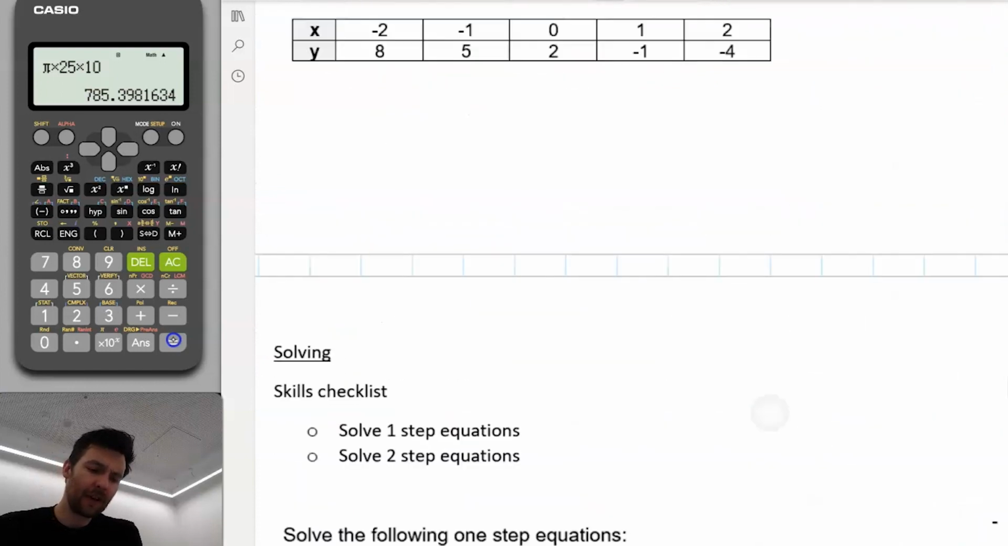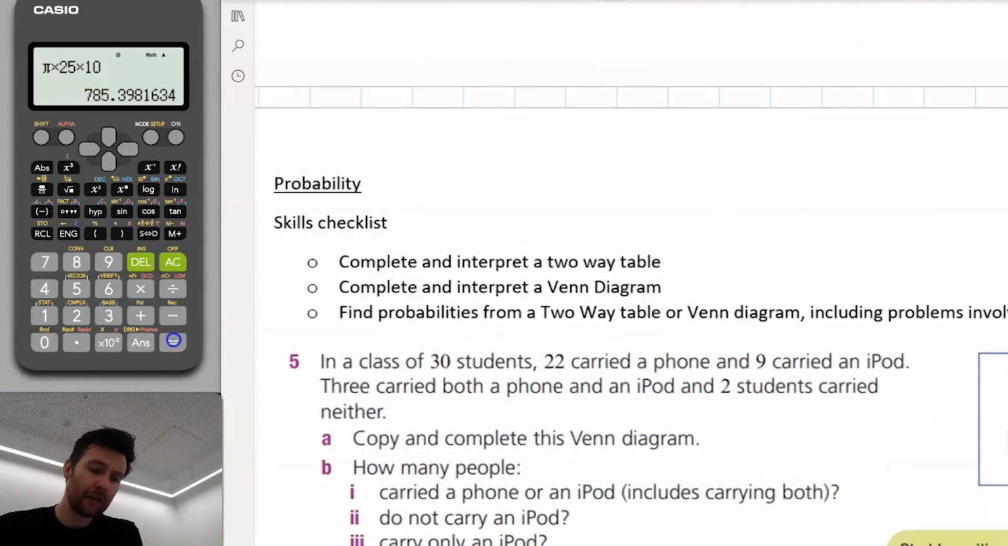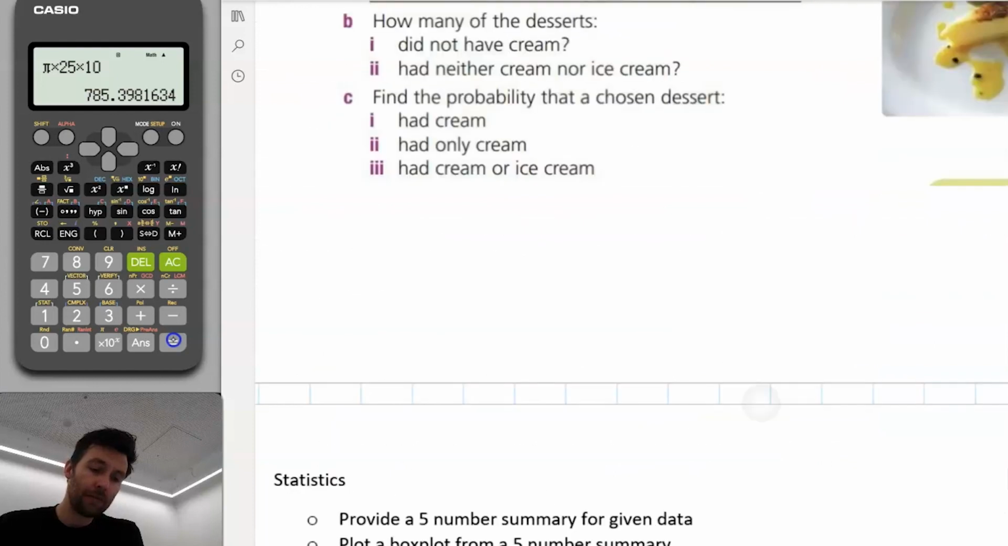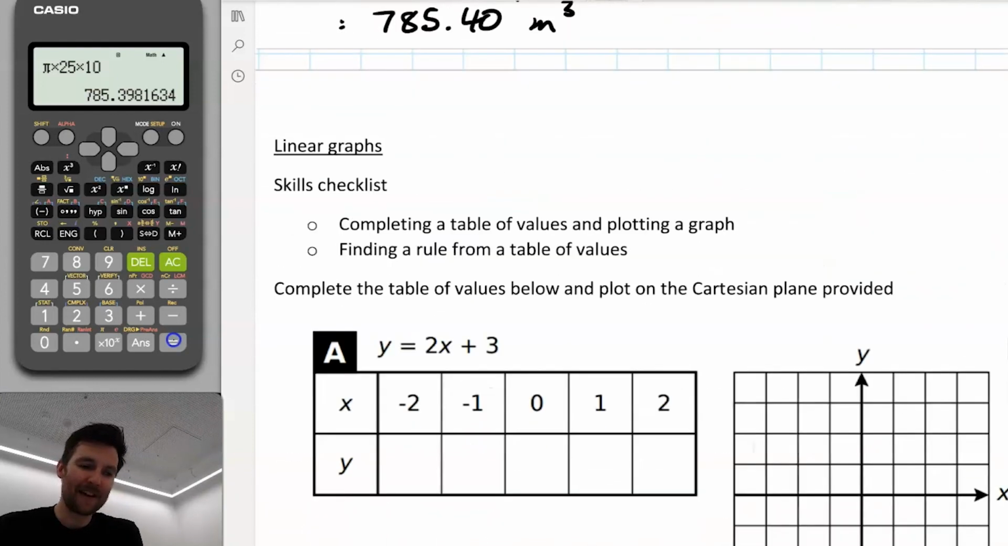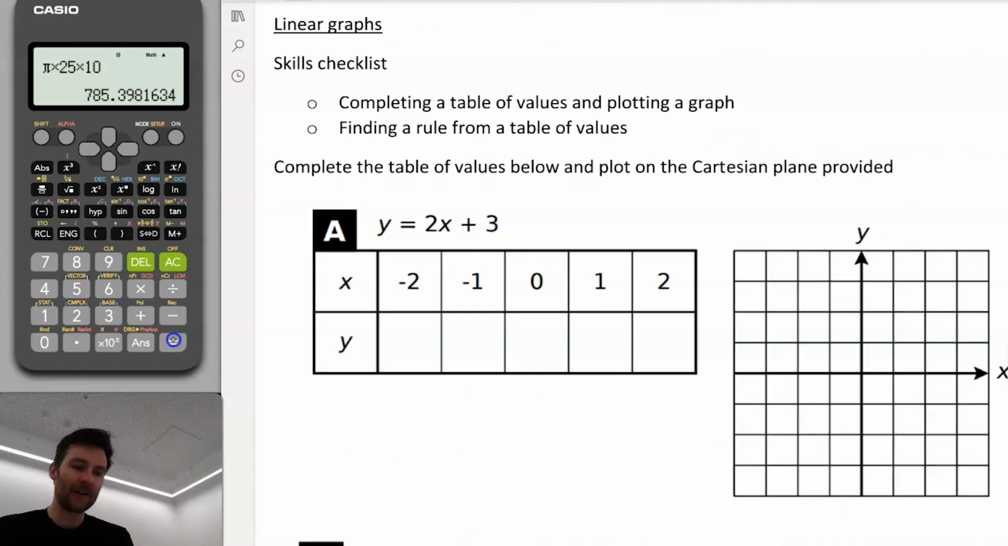Right, how many things have we got to go now? Linear graphs, solving, probability, box plots. I'm just trying to see if I can finish this before we do our staff meetings today. I think I'll be okay. That should be all right.